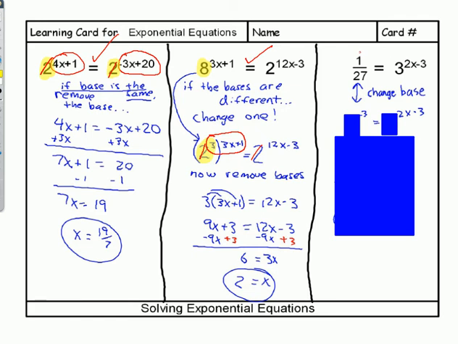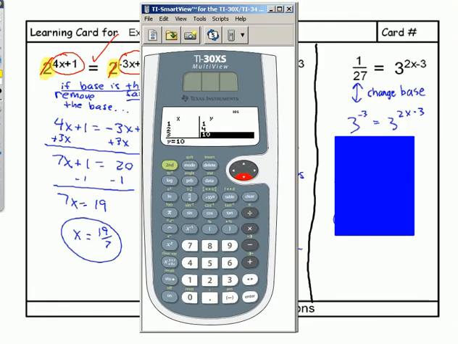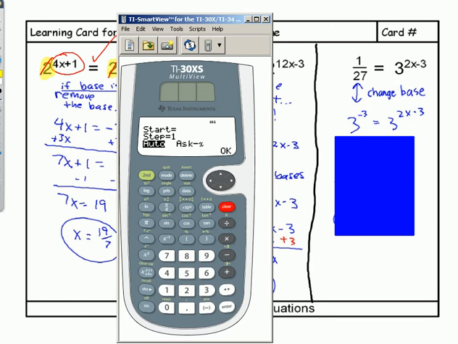This one gets a little bit more difficult because not everybody recognizes 1 over 27 as a base 3, but I am going to change the bases, and the 3 I'm going to leave alone. That's still going to be 3 to the 2x plus minus 3, but this one I'm going to change, and I happen to know that 3 to the negative third power is 1 over 27. Let me just show you that. Let me back up what I was doing. All right, 3 raised to the negative third power, that was a minus 3, sorry.